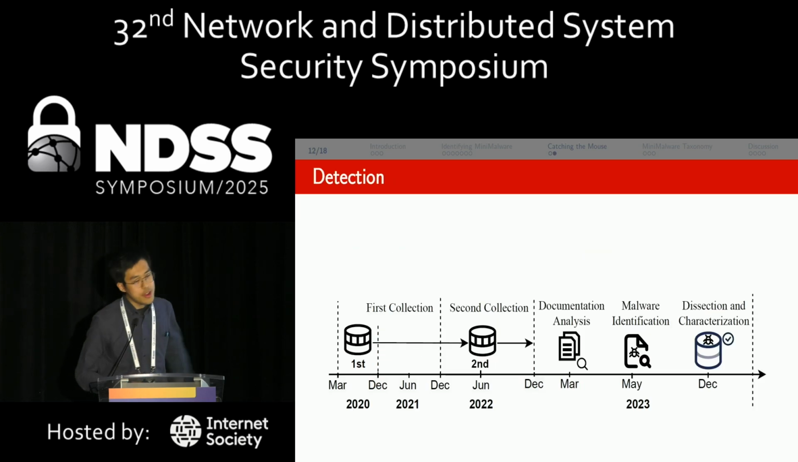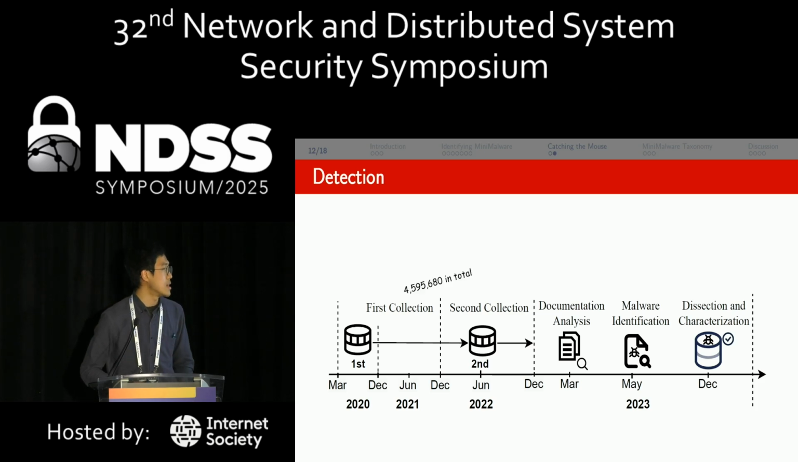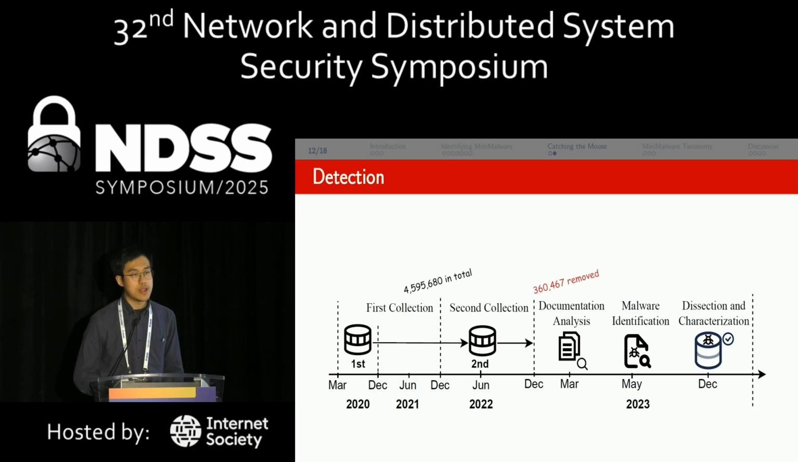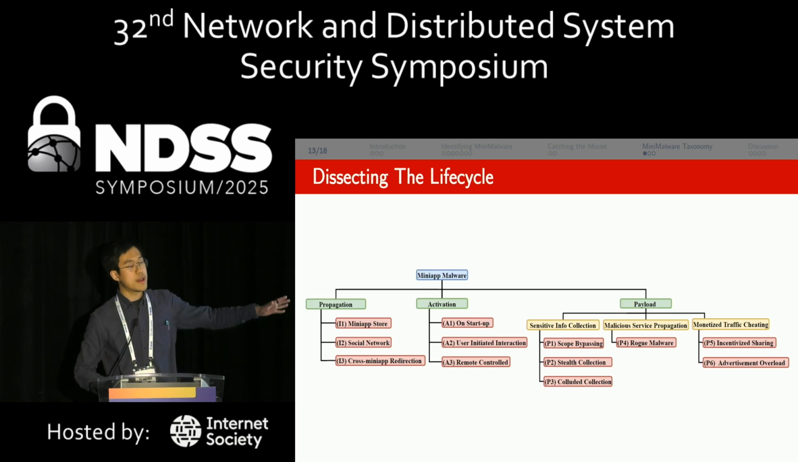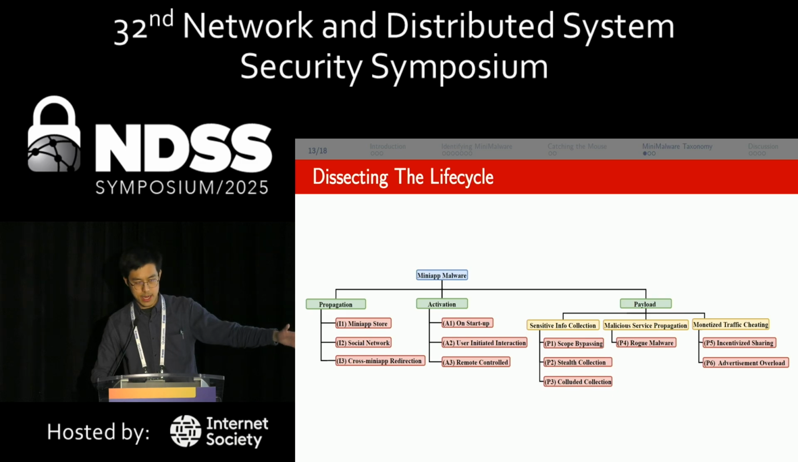We did four years of analysis, starting from 2020. The first collection yielded 4.6 million mini app packages, and we did a second round. The second round revealed 360,000 to be removed. Among these, we detect the signatures, as we said. Finally, it boils down to 19,000 identified malware. Based on this, we did a very large lifecycle dissection, including the propagation, activation, and the payload.